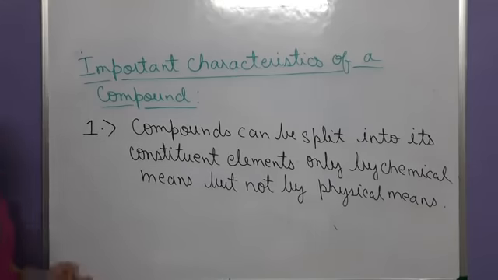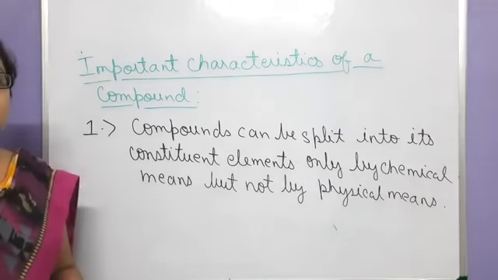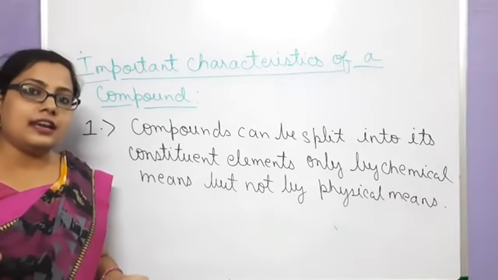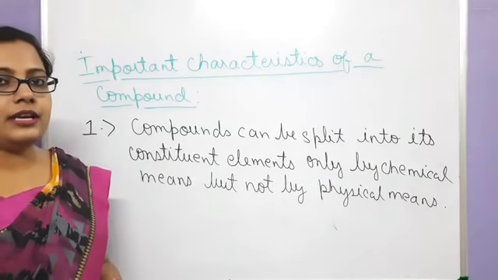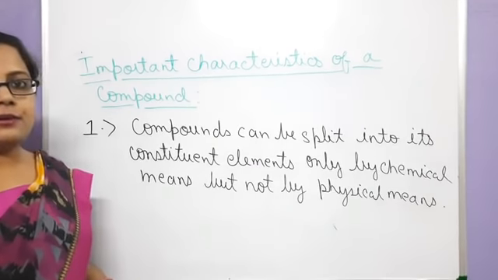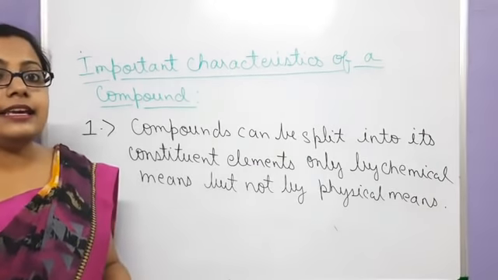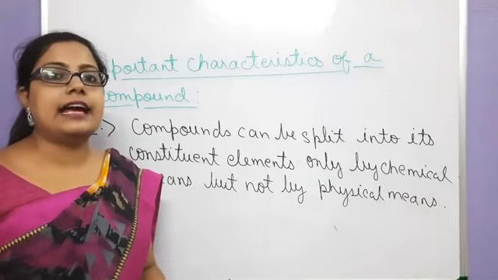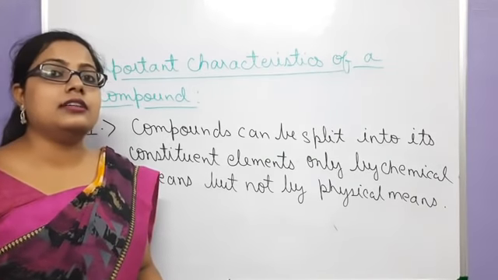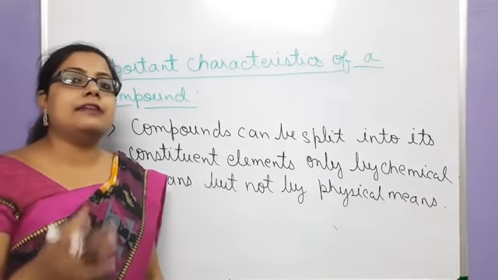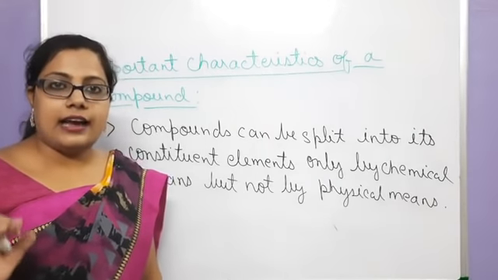Okay, so we have already discussed splitting of some of the compounds. We have discussed water. It is split into its constituent elements, that is hydrogen and oxygen, by chemical means known as electrolysis. Then we have talked about calcium carbonate. It also decomposes into calcium oxide and carbon dioxide only by chemical means, that is by thermal heating, or you can say by heating. When you heat that compound, then only it splits into calcium oxide and carbon dioxide. So no physical means can be employed to split any kind of compound.